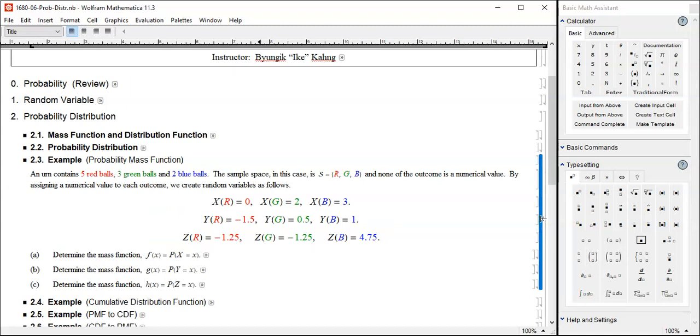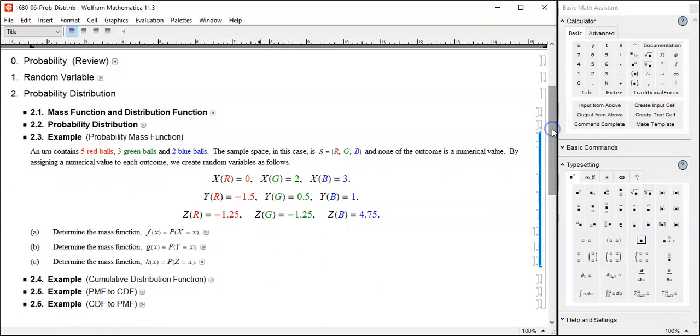Okay, let's go back to our primary example, an urn model. An urn contains 5 red, 3 green, and 2 blue balls, okay? And the sample space, of course, is RGB. And please note that none of the outcomes is a numerical value, but we can assign numerical values like this, or that, or many others, but these three are sufficient. And let's consider the probability mass functions here.